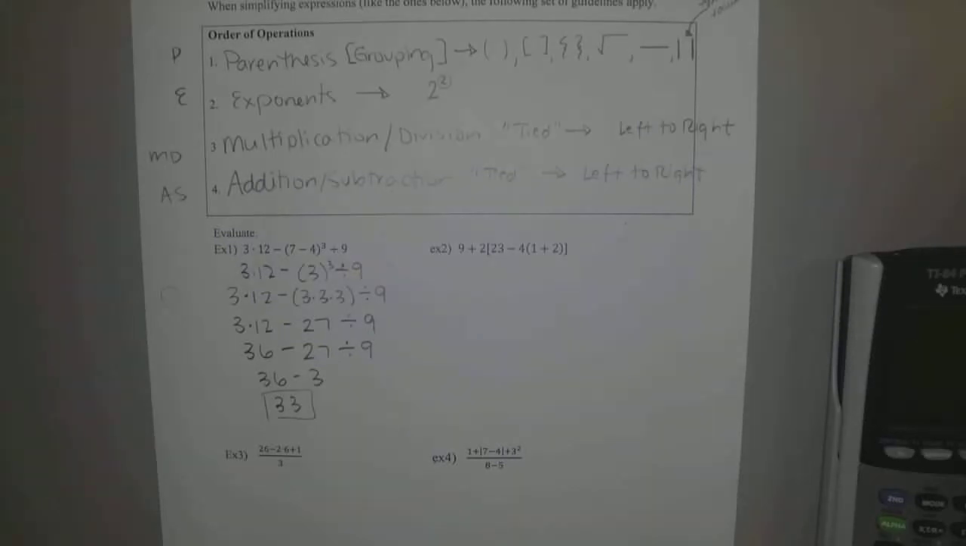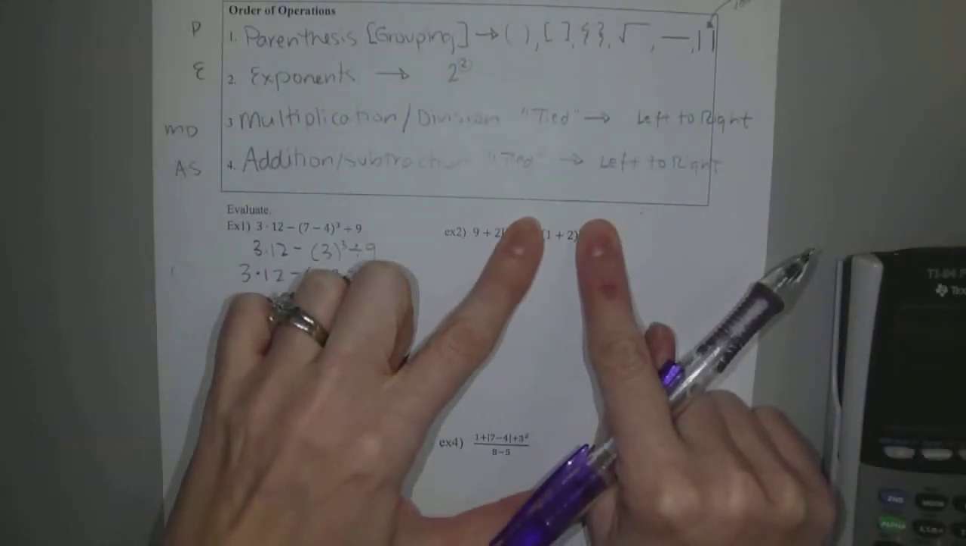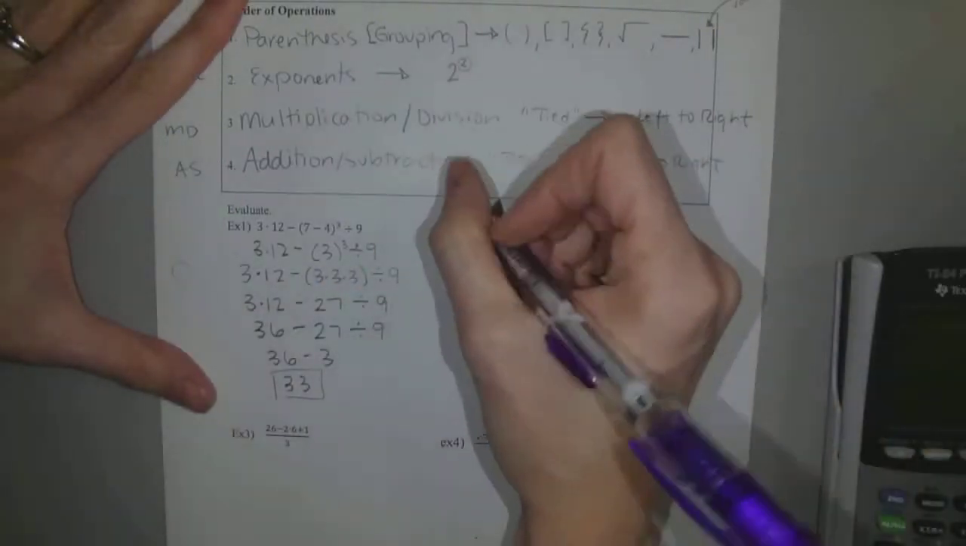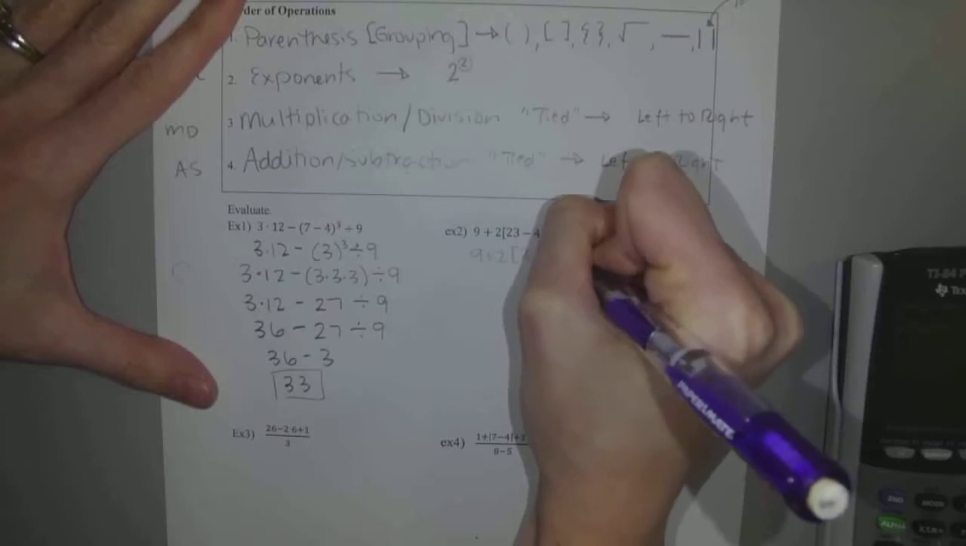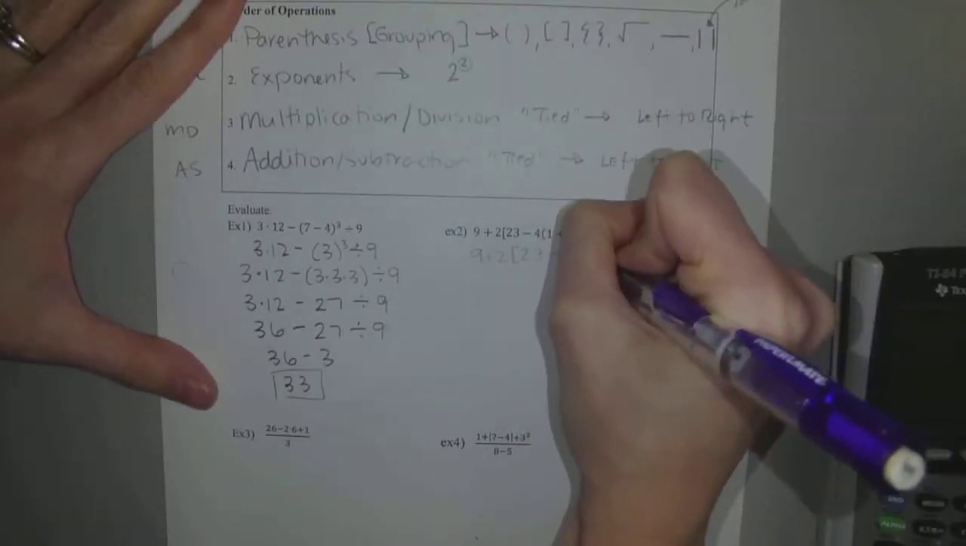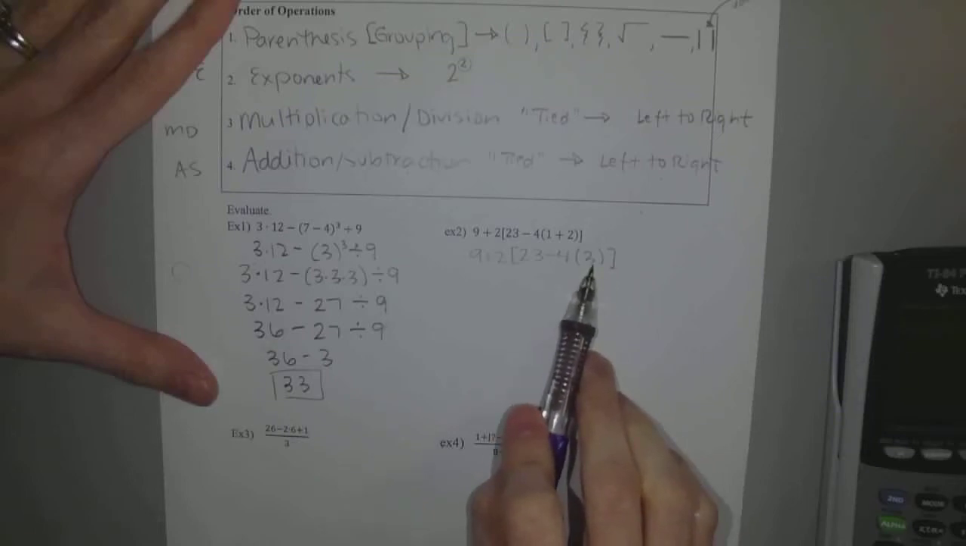Number 2, it's kind of the same idea, but notice we have 2 sets of groupings. We have the brackets, but inside of the brackets we have parentheses. So it's like, oh, we're going to go here first, but inside here, what do we have to do first? That guy, okay? So everything else stays the same. 9 plus 2, bracket, 23 minus 4, and then what's 1 plus 2? 3. And we still have brackets.